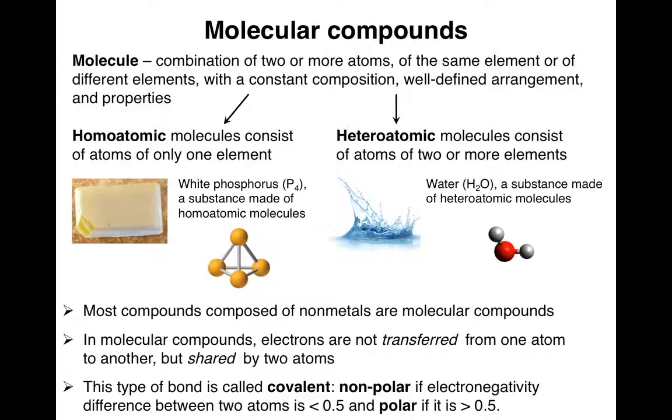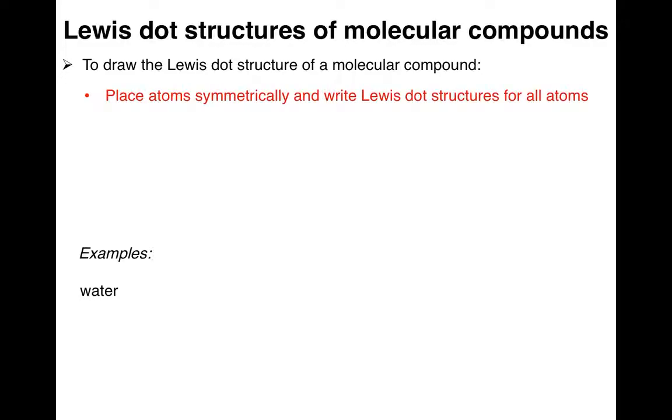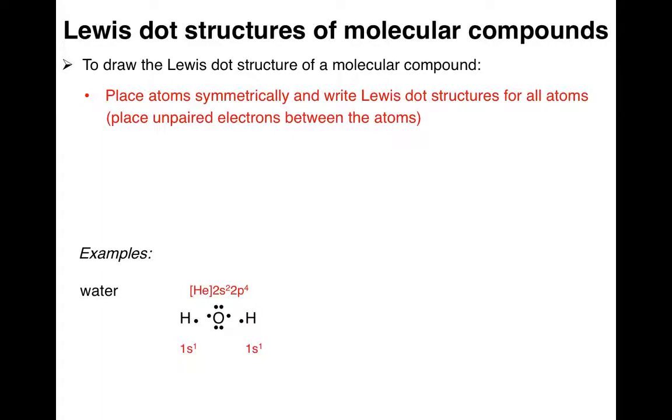To draw the Lewis dot structure of a molecular compound, place atoms that make up the compound symmetrically. For instance, for a water molecule that is made up of one oxygen atom and two hydrogen atoms, place the oxygen atom in the middle and the hydrogen atoms on either side of it. Write the Lewis dot structures for all atoms, placing the unpaired electrons between the atoms.